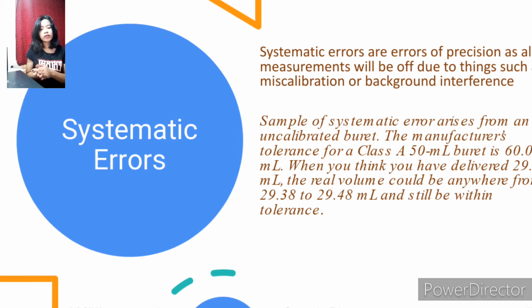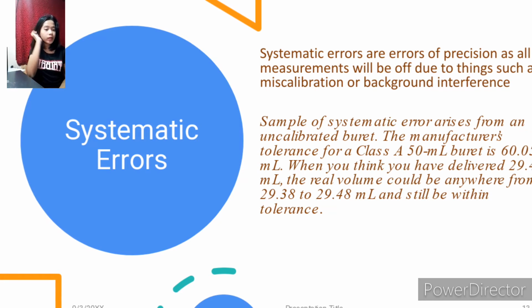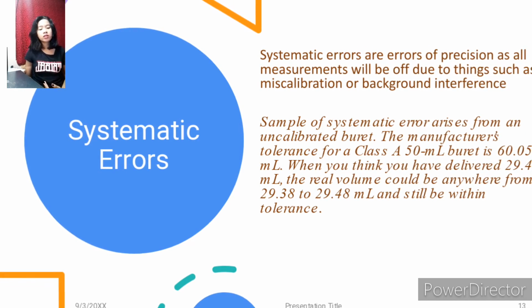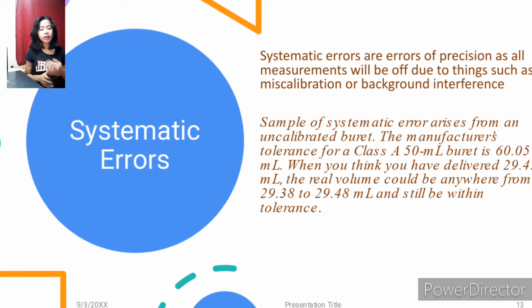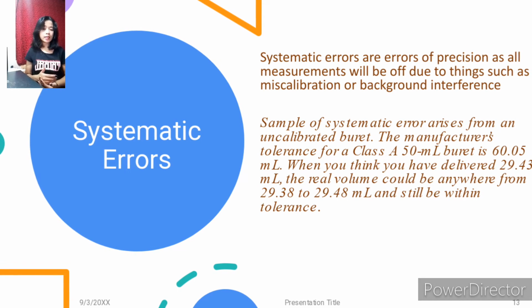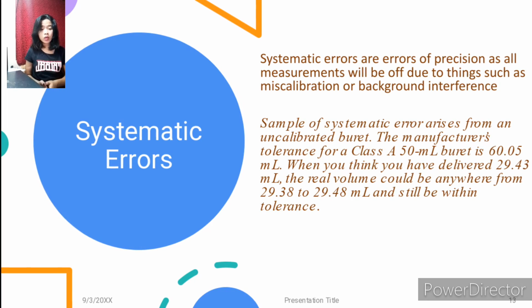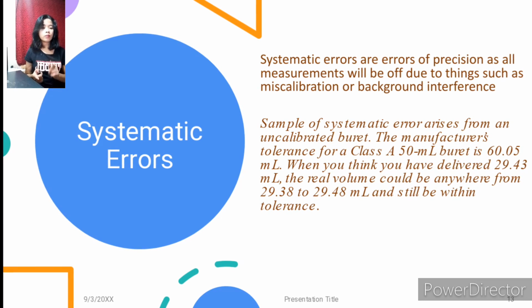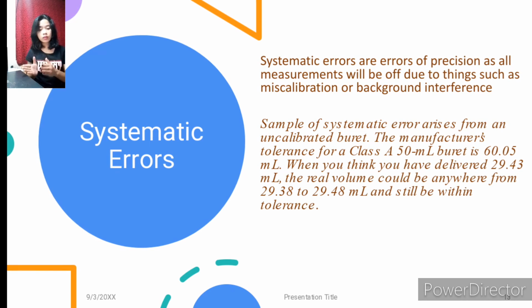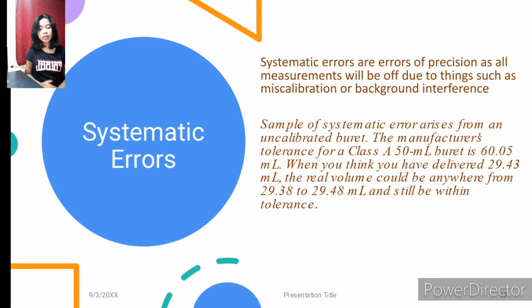Okay, examples of experimental errors. Systematic errors are errors of precision, as all measurements will be off due to things such as miscalibration or background interference. An example of a systematic error arises from an uncalibrated burette. The manufacturer's tolerance for a class A 50 mL burette is ±0.05 mL. When you think you have delivered 29.43 mL, the real volume could be anywhere from 29.38 to 29.48 mL and still be within tolerance.